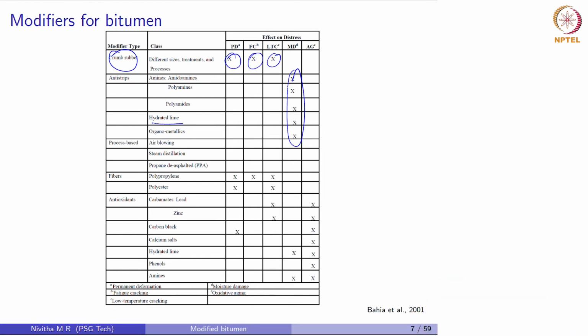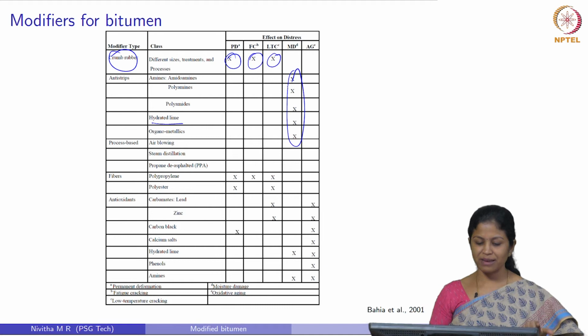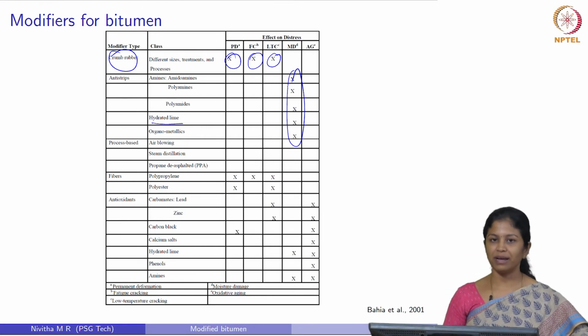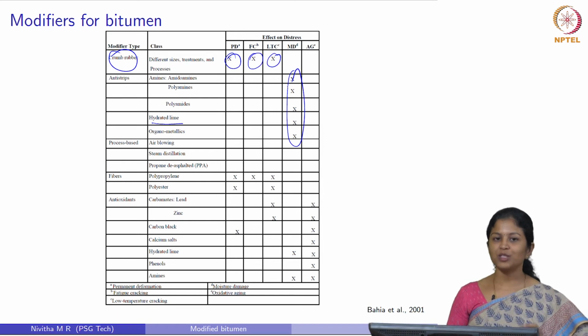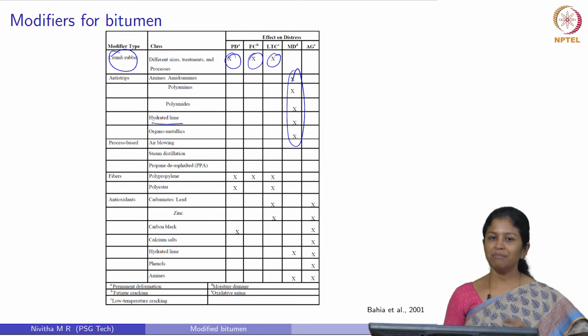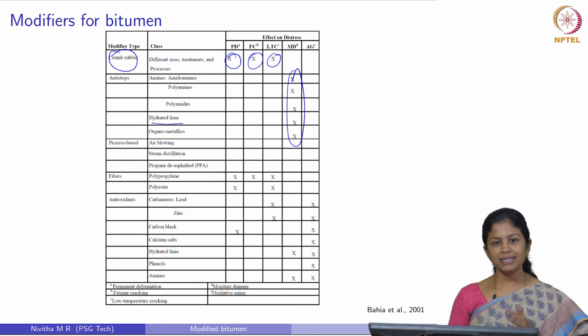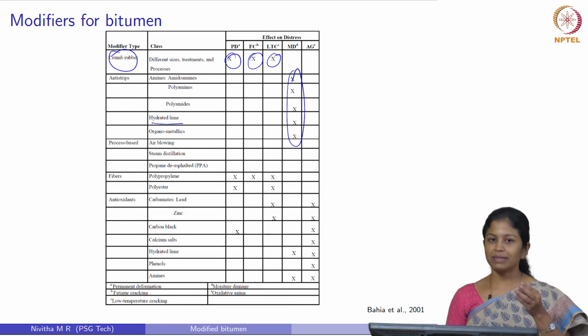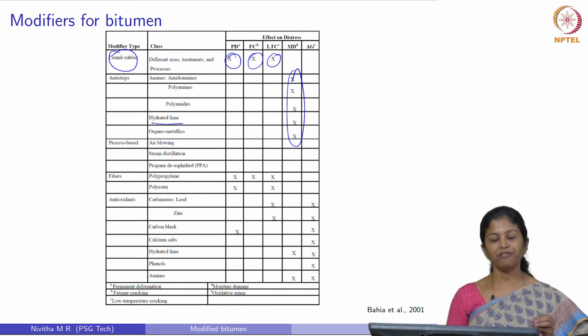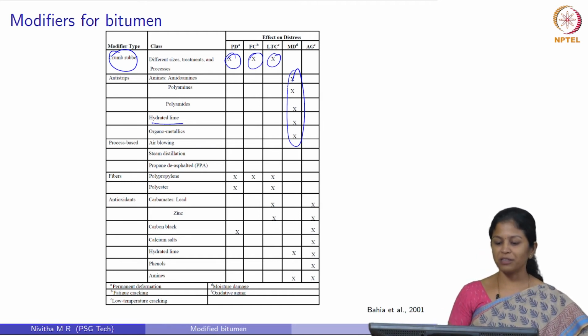Then we have something like process based. So, when you looked into the types of processes, we saw what is air blowing, what is steam distillation and what is propane deasphalted bitumen. So, they are also classified as a type of modification to bitumen. In many countries, the bitumen which is directly obtained from refinery processing is called as a straight run bitumen. Any modification, even be it air blowing or propane deasphalting, is considered as a modification. So, in some cases this is also considered as a type of a modified bitumen, but there was no positive effect of these types of processes on the distresses. This was not quantified at this point of time.